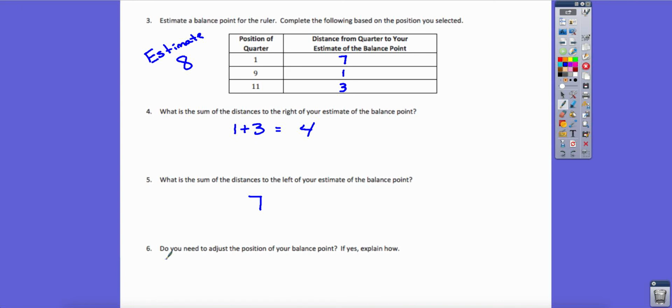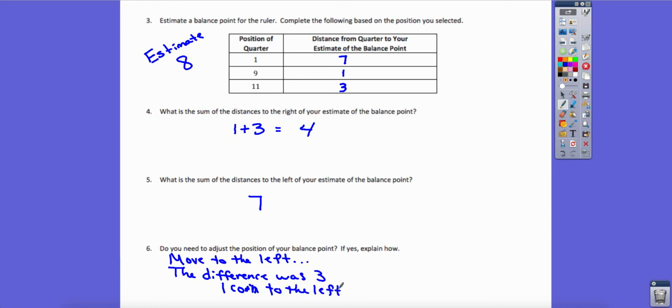For number 6, it says, do you need to adjust the position of your balance point? Yes, I would say that we need to move it a little bit to the left. And here's how I would say that we need to do that. The difference between the left, which was 7, and the right, which was 4, was 3. So I know I needed to move it to the left, but the difference there was 3. Now check this out. Because of my balance point, there was 1 coin to the left, but there were 2 coins to the right.